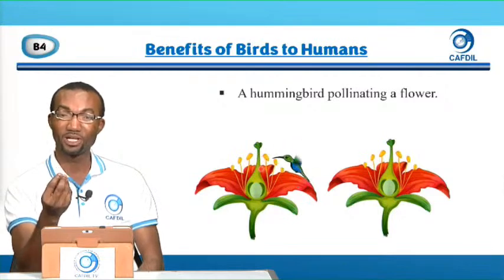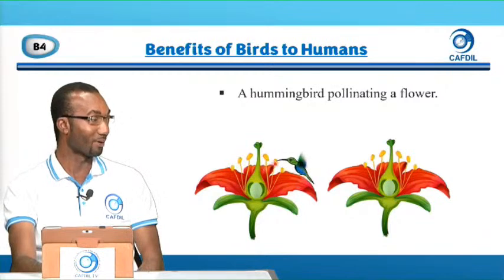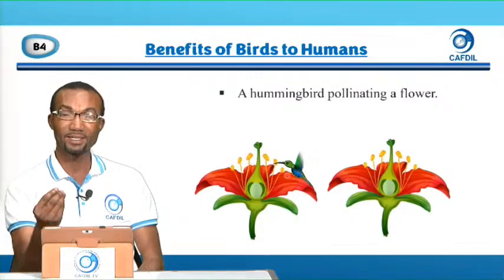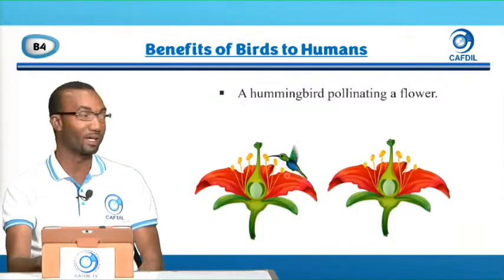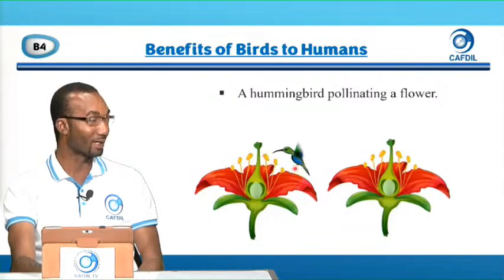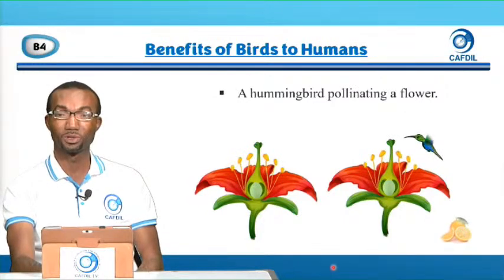So insects and birds go and suck the nectar of that flower, and by so doing, since the pollen grains are sticky, some will stick on their bodies and beaks. Then when they fly to another flower like this one, they will release some pollen grains, and it will join the egg and develop into a fruit.